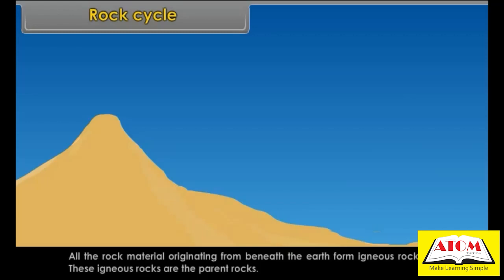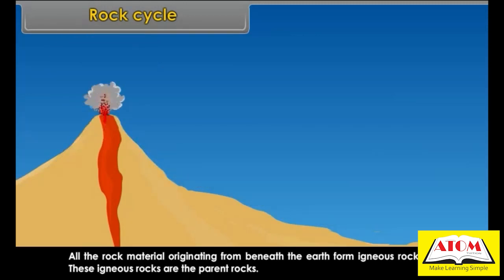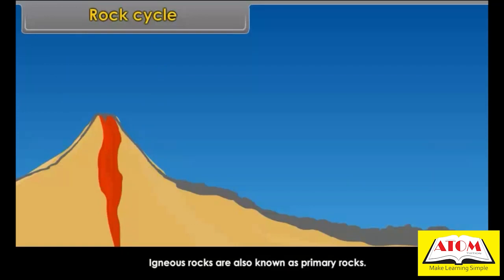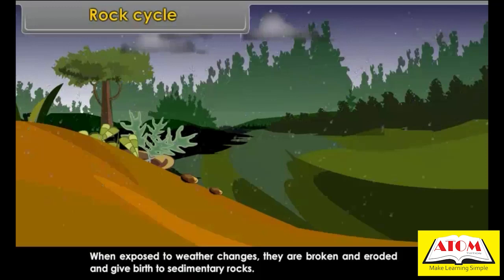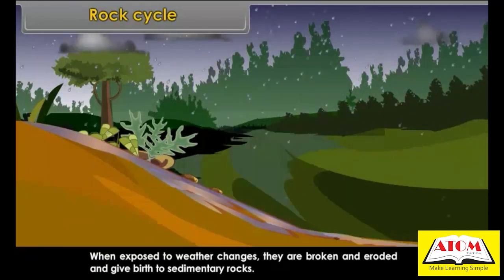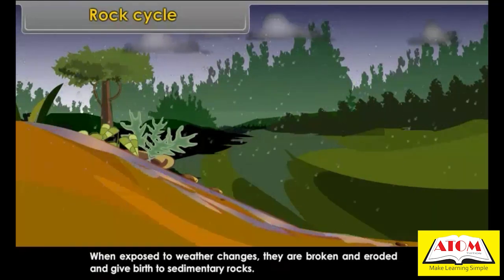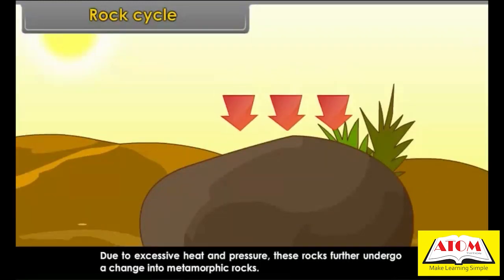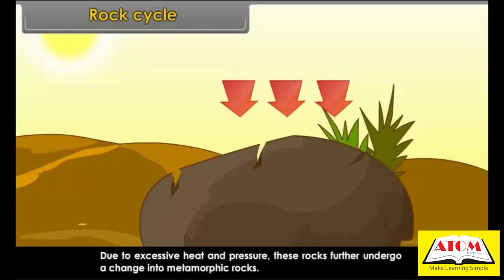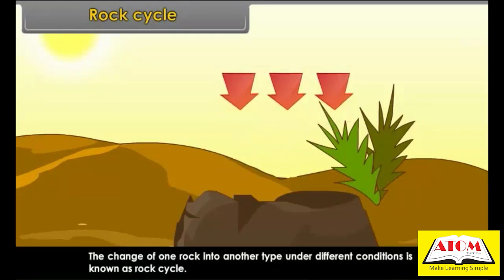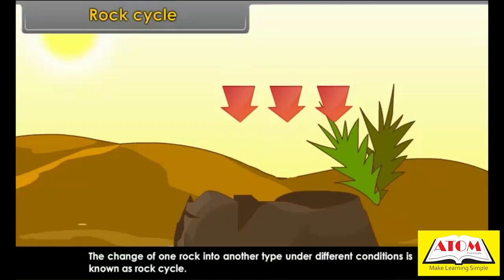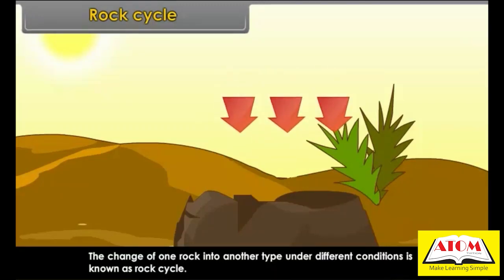Rock cycle. All the rock material originating from beneath the Earth forms igneous rocks. These igneous rocks are the parent rocks. Igneous rocks are also known as primary rocks. When exposed to weather changes, they are broken and eroded and give birth to sedimentary rocks. Due to excessive heat and pressure, these rocks further undergo a change into metamorphic rocks. The change of one rock into another type under different conditions is known as the rock cycle.